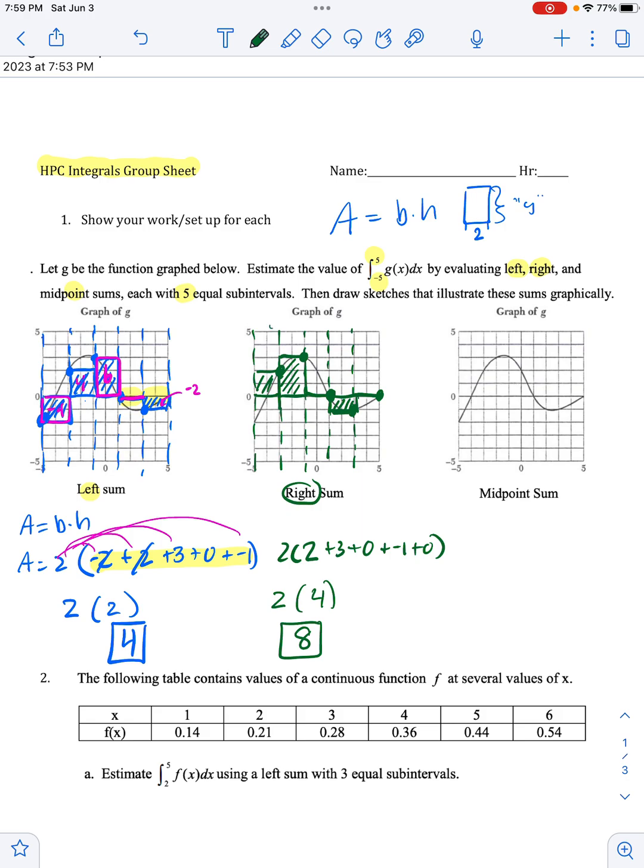And if you think about it, this rectangle is 2 by 2, so that's 4. This is 2 by 3, so that's 6. This one's a line, so that's 0. This one is 2 by -1, and this one is 0. So 4 plus 6 plus -2 is where that 8 came from.